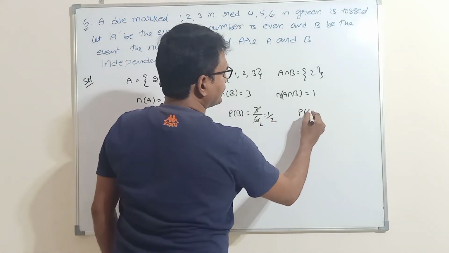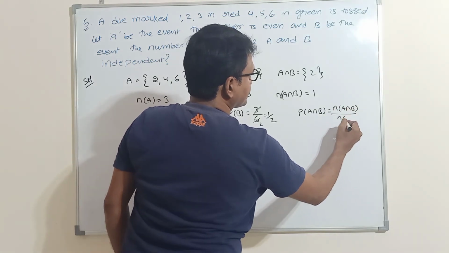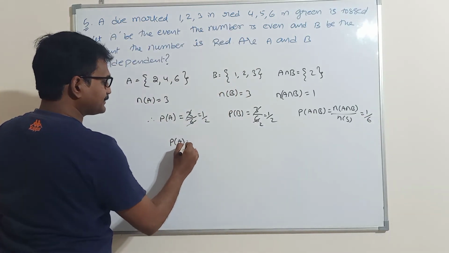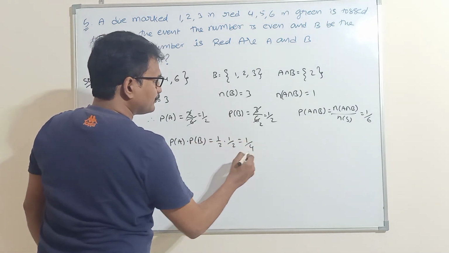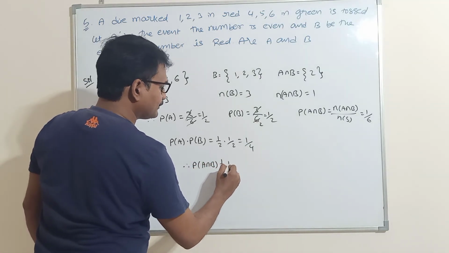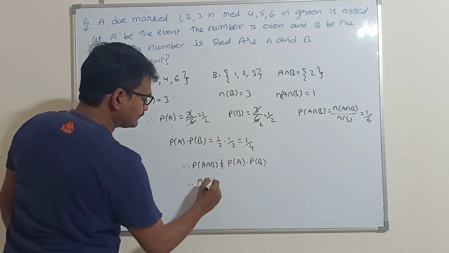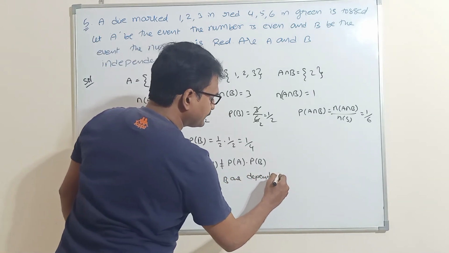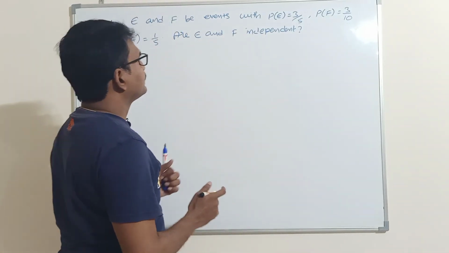Next, P of A intersection B is N of A intersection B by N of S. N of A intersection B is 1, so it is 1 by 6. So P of A into P of B is how much? 1 by 2 into 1 by 2, that is 1 by 4. Therefore, P of A intersection B is not equal to P of A into P of B. Therefore, A and B are dependent events.